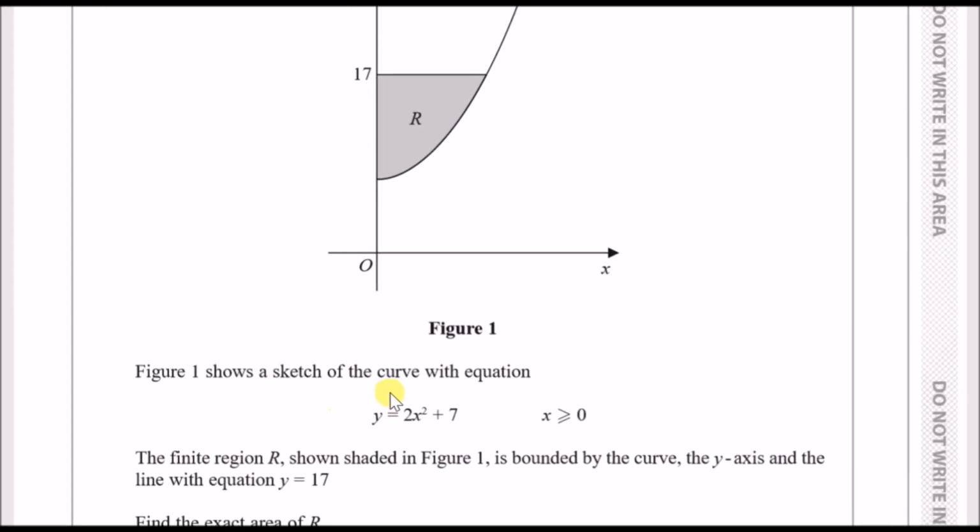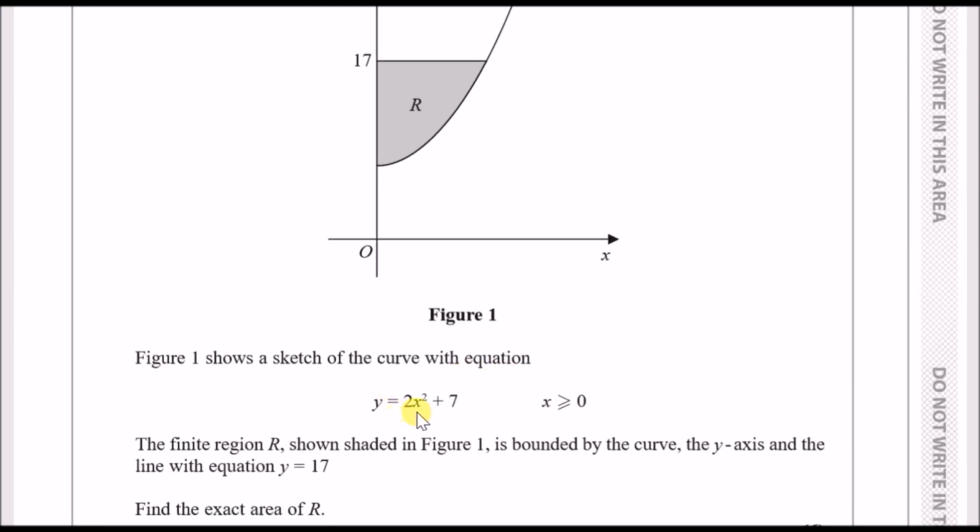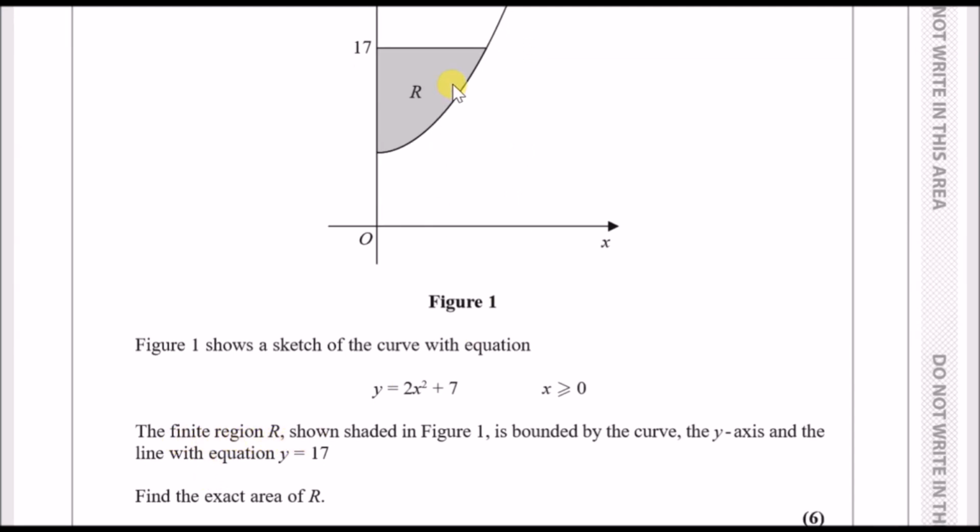Now, figure 1 shows a sketch of the curve with equation y equals 2x squared plus 7. Okay, so this is just part of the curve. And it says that the finite region R, so the shaded region, is bounded by the curve that we see, the y-axis up here, and also the line y equals 17. They want us to find the exact area of R.